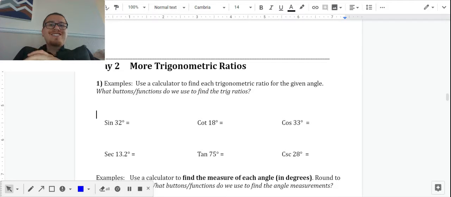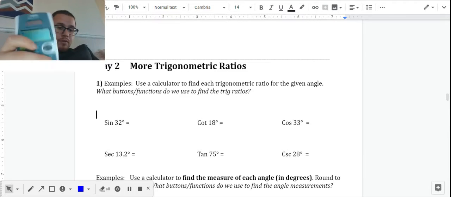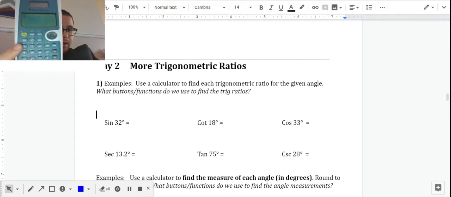So for right triangles, hey KK. Today we're going to focus on ratios. Ratios are the comparison of two side lengths. In the first part, you're going to use a calculator to find the ratio of a given angle. On the calculator, we're looking at these buttons here: sine, cosine, and tangent.